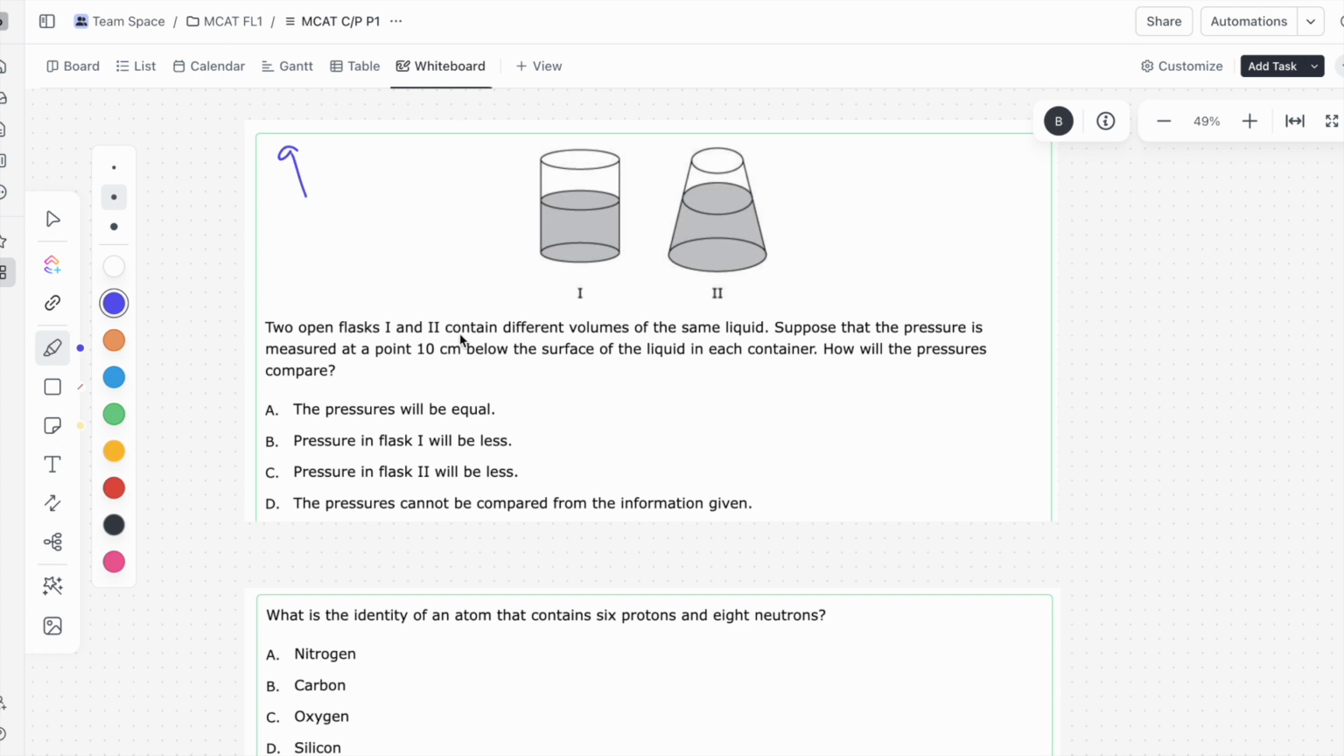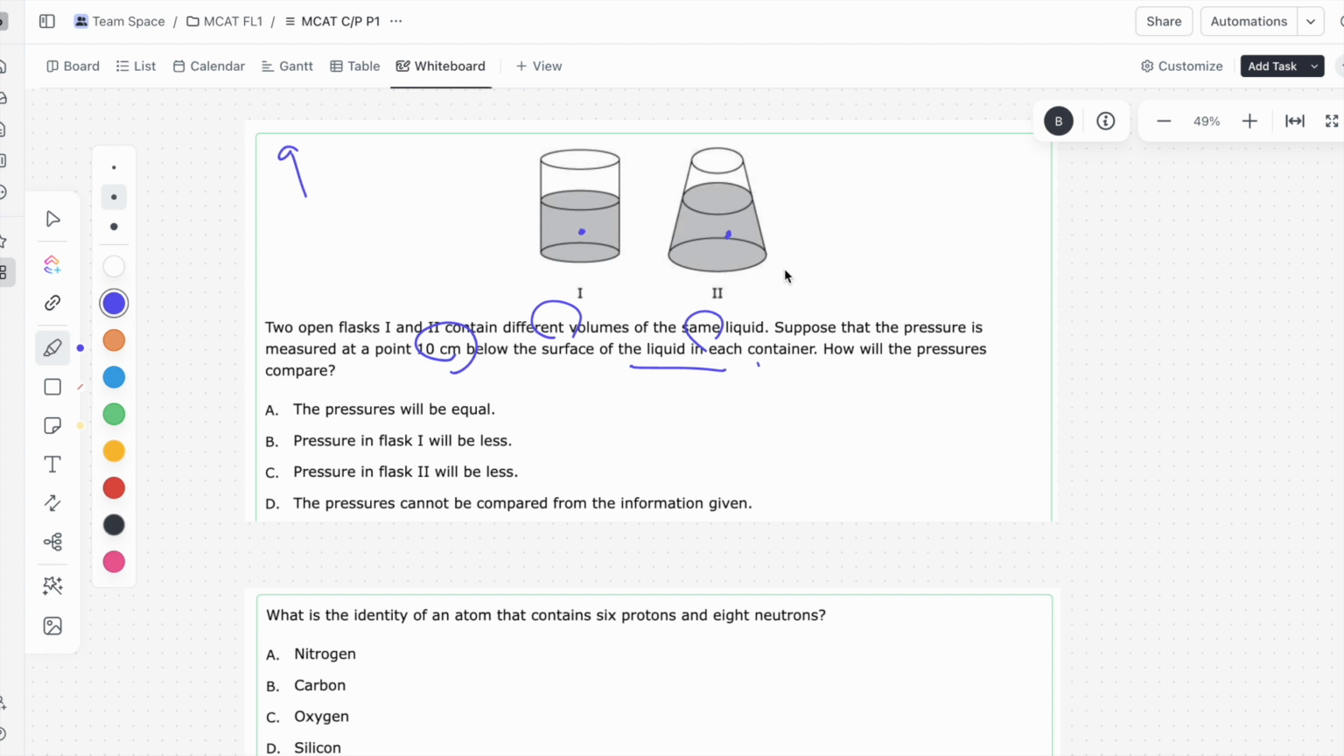So it says, two open flasks 1 and 2 contain different volumes of the same liquid. So different volumes, but we have the same liquid. Suppose that the pressure is measured at a point 10 centimeters below the surface of the liquid in each container. How will the pressures compare? So let's say I'm measuring the pressure here and I'm measuring the pressure here. And both of these are 10 centimeters below the surface.